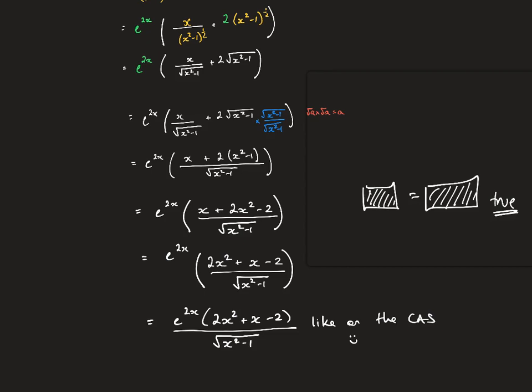You do, however, need to be able to do this manipulation if they ask for this in a particular form in the question. So the sort of thing that they would say is, find the derivative of the function and give your answer in the form of, and this would be something like a over b, something over a single denominator.